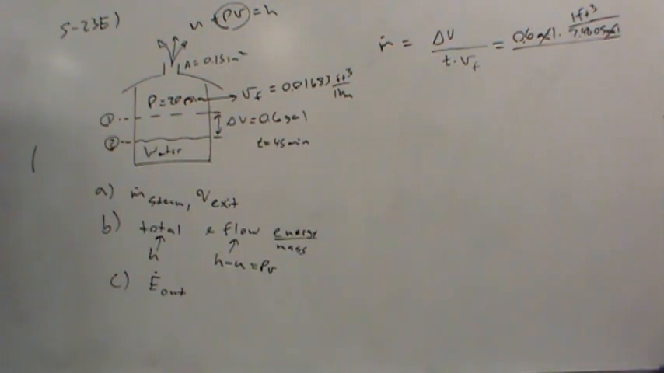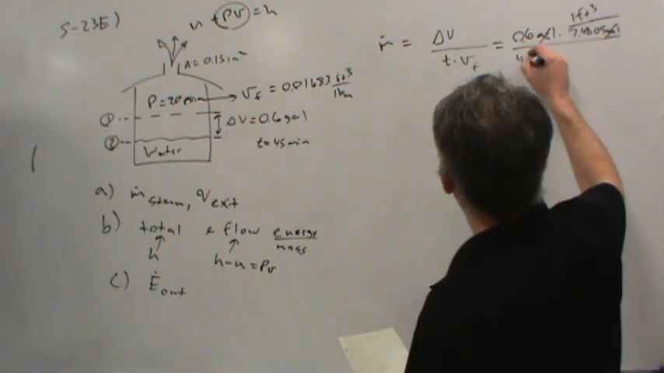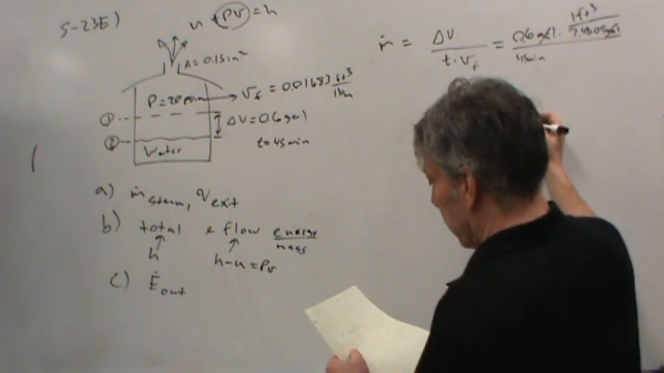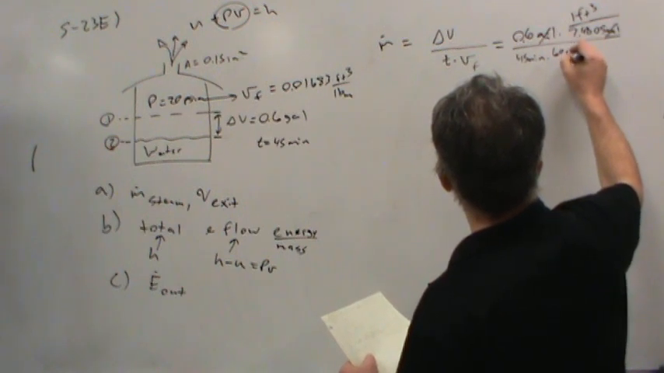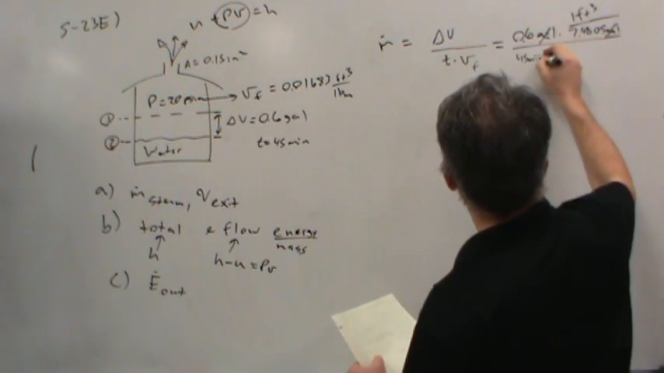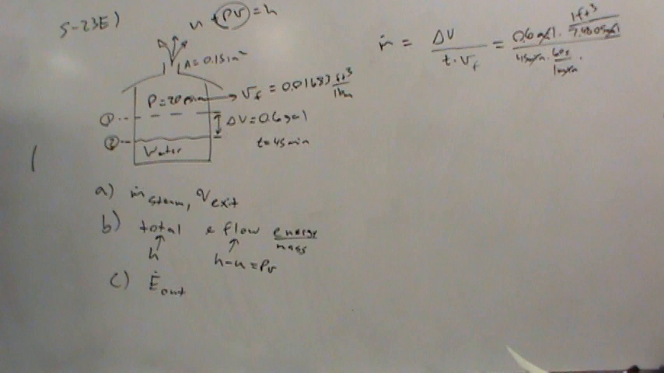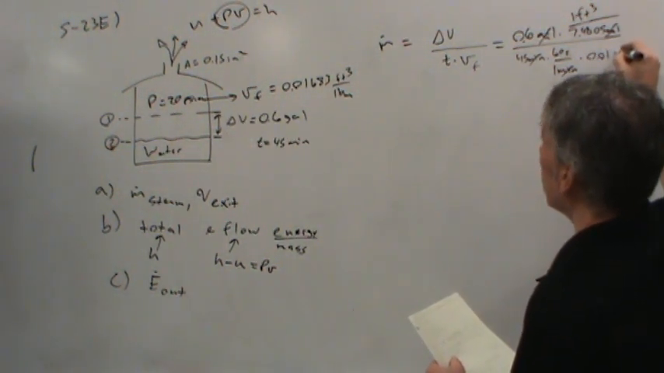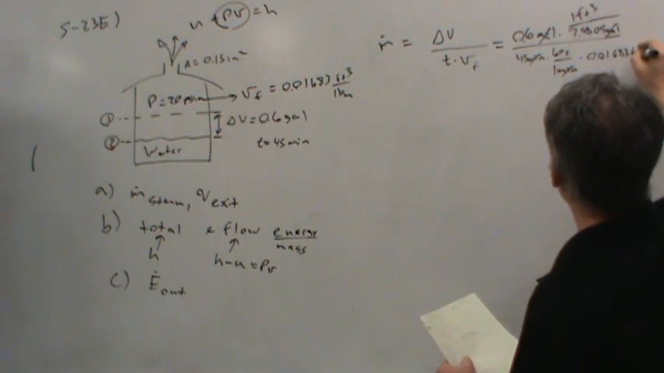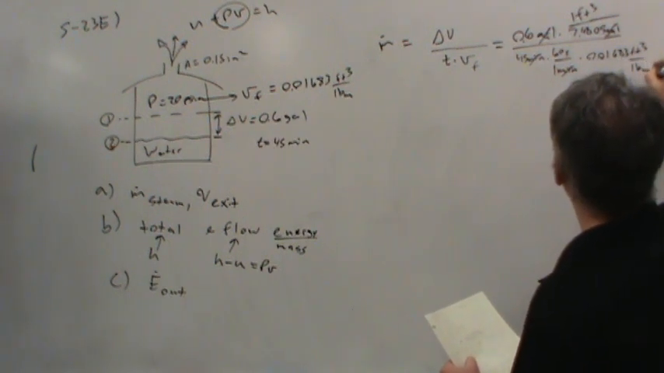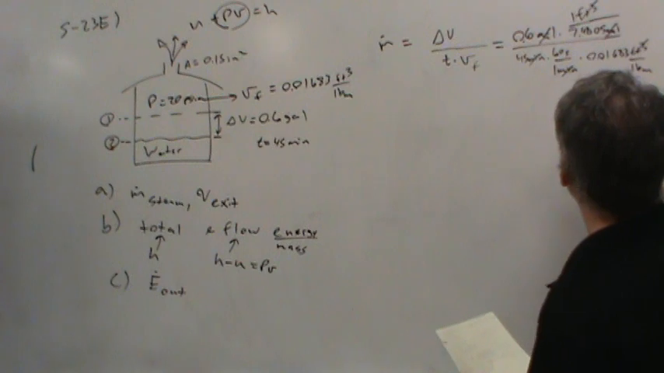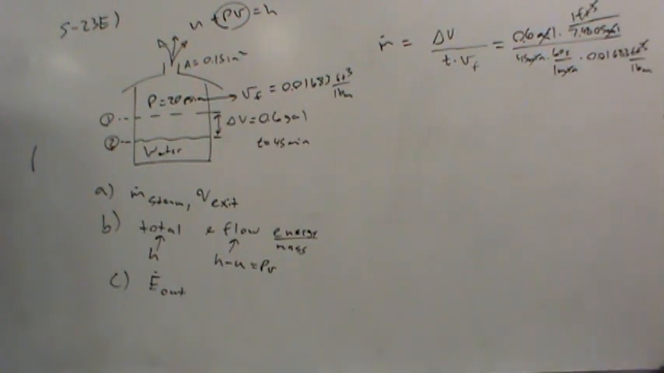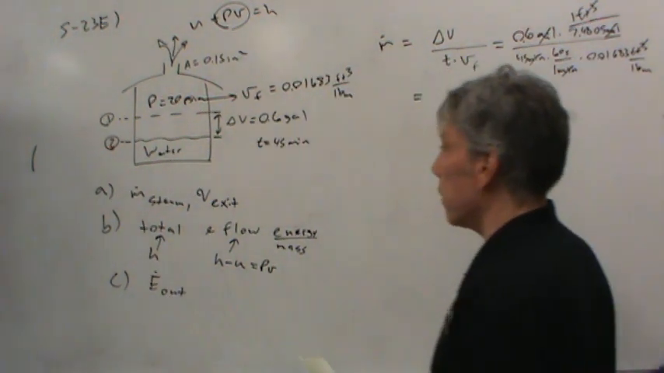Okay. The amount of time, 45 minutes, but we usually don't like minutes, we prefer seconds, so there are 60 seconds per 1 minute. And VF, you told me, is 0.01683 cubic feet per pound. So what do we have left? Pounds mass per second. So take your calculators, please. Plug all this into your calculator and we'll find the mass flow rate. That's the first step.